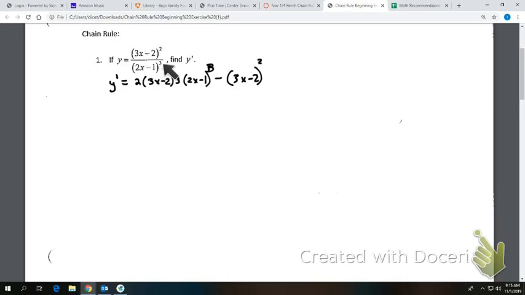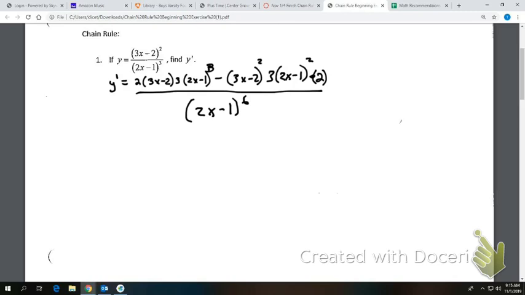So let's think parentheses cubed. What's the derivative of something cubed? It would be 3 times something, which is 2x minus 1, now raised to the second, 3 minus 1, times, what's the derivative of 2x minus 1? Times 2. There, we'll do that. Now, this is all over 2x minus 1 cubed squared. So how about 2x minus 1 raised to the 6th?